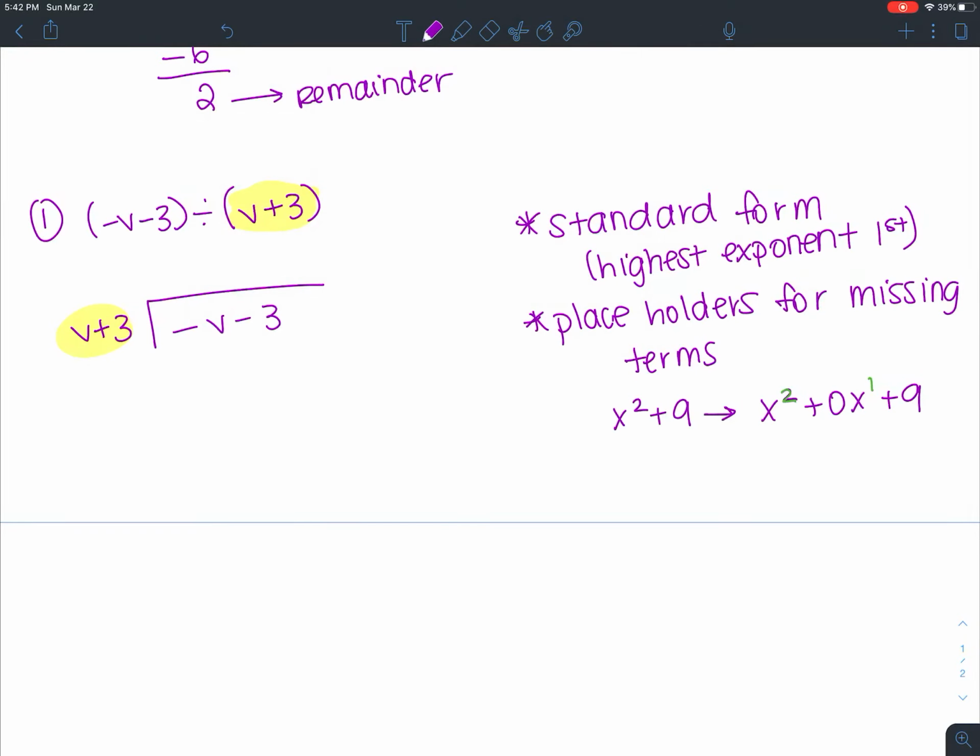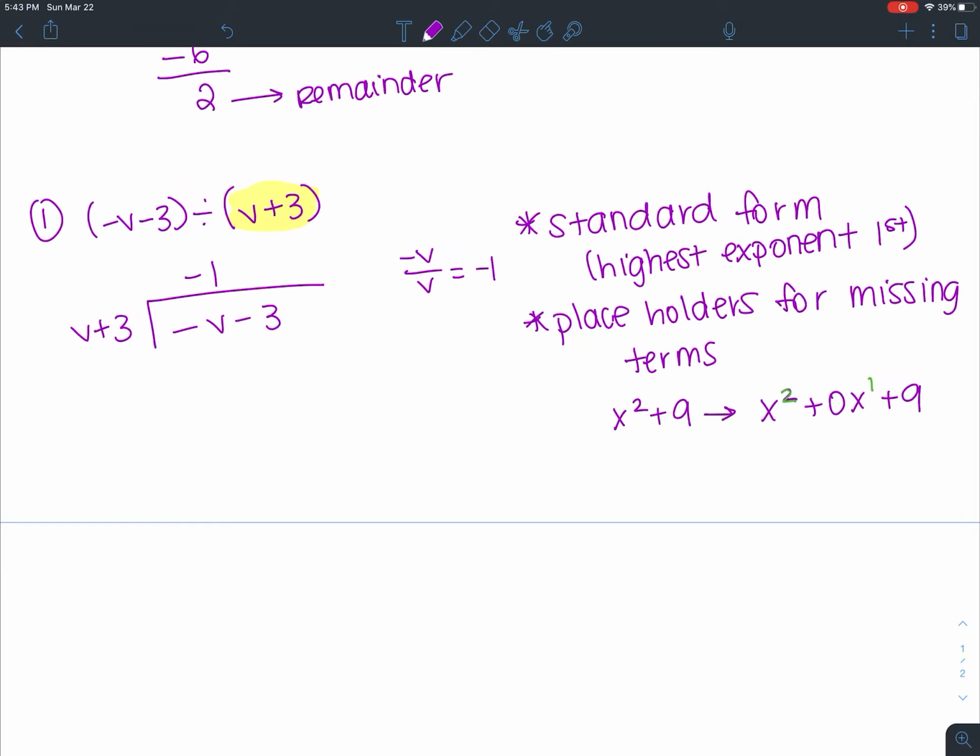Okay. So now I want to say, okay, how many times can I get negative v divided by v? And I'm ignoring everything else about each polynomial. I only want to look at just the first term of each polynomial. So negative v divided by v is negative 1. So that's going to go up front.